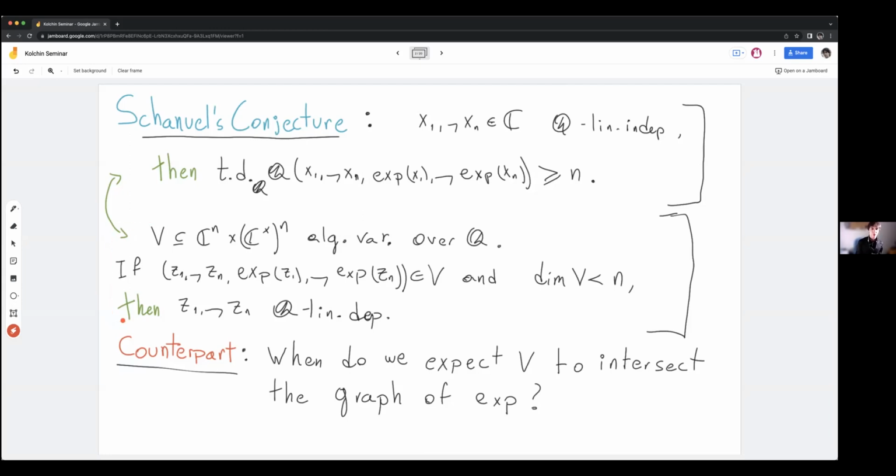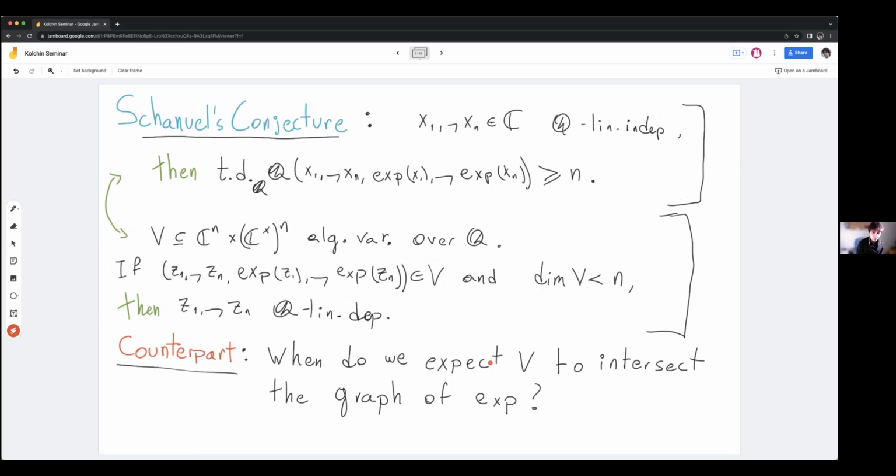This is a more geometric formulation. So instead of having to look at transcendence degrees of field extensions, now you just consider algebraic varieties. So suppose you have an algebraic variety over Q, and somehow you know that this algebraic variety intersects the graph of exponentiation. Okay, well, if the dimension of the variety is less than n, then it must be that these numbers were Q-linearly dependent. So here I'm writing the conjecture sort of in the contrapositive of what's written up there.